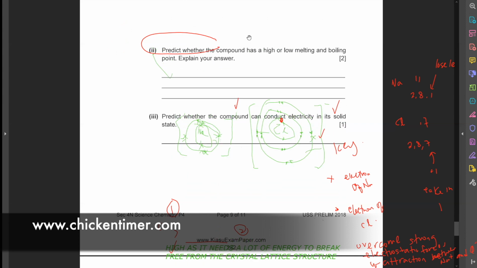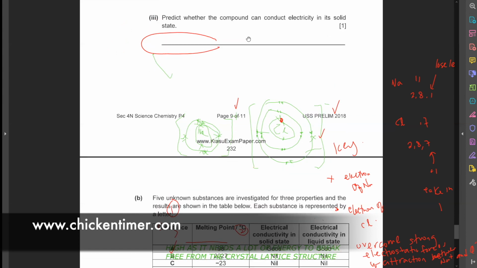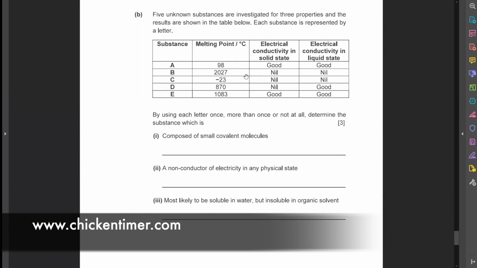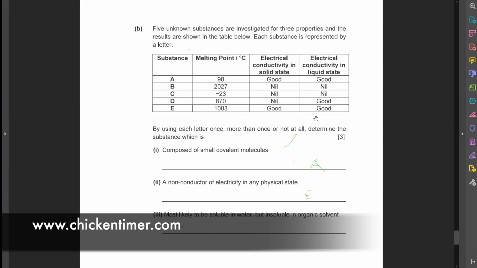Predict whether the compound can conduct electricity or not. So we are at part 3. Predict whether it can conduct electricity or not. When does this compound conduct electricity? In the molten or in the aqueous state or molten state. Okay, correct.